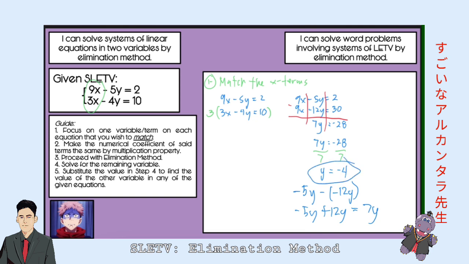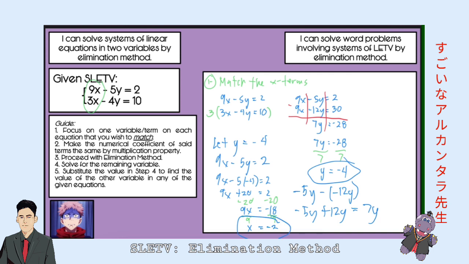So you can use this now to substitute to any of the equations. So let's use the first one. So let y equal to negative 4. So 9x minus 5y equal to 2. 9x minus 5 times negative 4, be careful with this, equal to 2. Negative 5 times negative 4, that will give you 9x plus 20 equal to 2. So subtract both by 20. To isolate the x variable, you will have 9x equal to negative 18. To completely isolate the x variable, divide both by 9, and you will get x equal to negative 2.